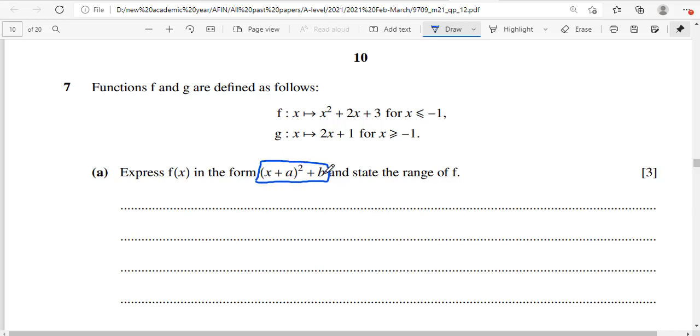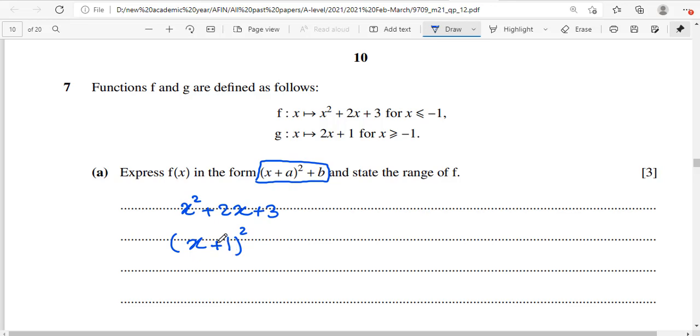Whenever you see this form, it's completing the square. So completing the square, let's copy the expression, x squared plus 2x plus 3. In order to write this in completed square form, we write x, same sign here, plus half of this number, 1, squared. This is the first step.